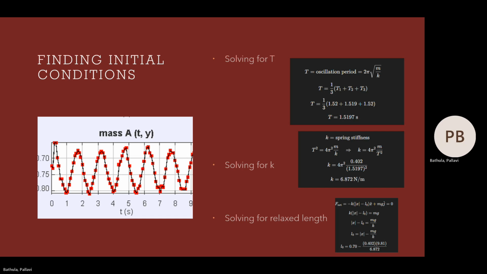To solve for the spring stiffness, I used the period value and used its formula, which is 2 pi times the square root of the mass divided by the spring stiffness. Then I rearranged it, solving for k. And for the relaxed length, I used the total F net, which equates to 0, but it is also equal to the force of the spring and gravity. And rearranging that, I found the relaxed length.